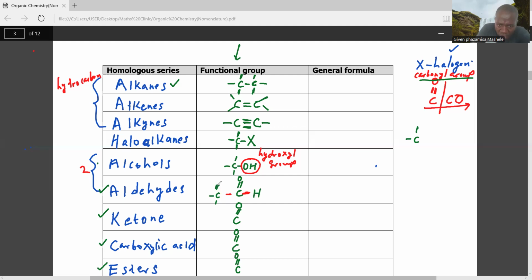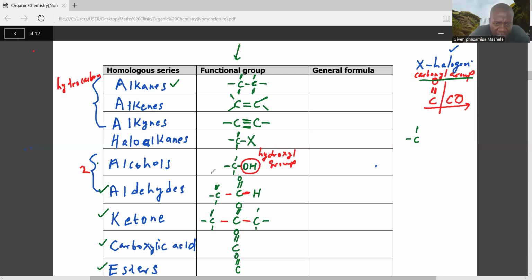But where we have an aldehyde, one side of the carbon should be hydrogen, the other side should be carbon, or even hydrogen if we are dealing with methanal. But on a ketone, both sides of the carbonyl should have a carbon atom attached. So both sides, it's a carbon atom attached, which means this is the functional group of a ketone.